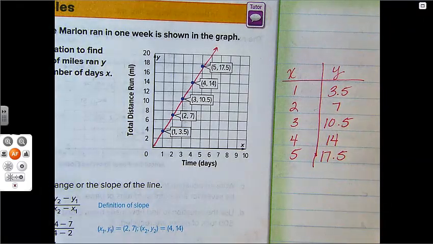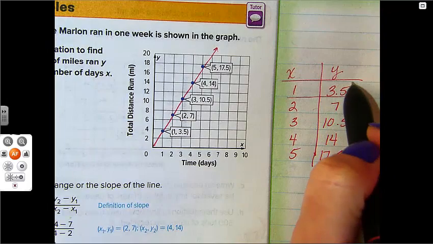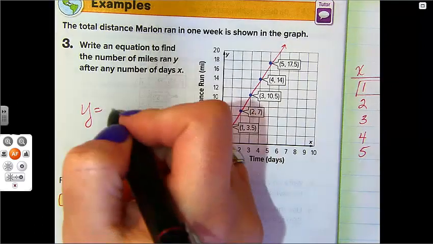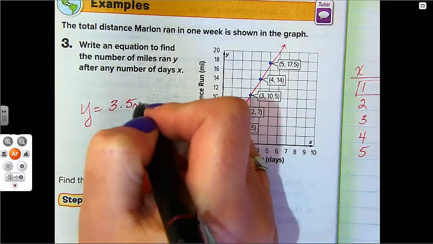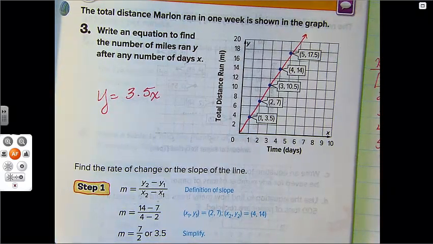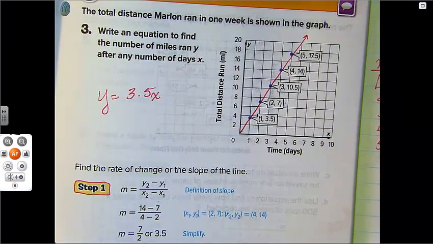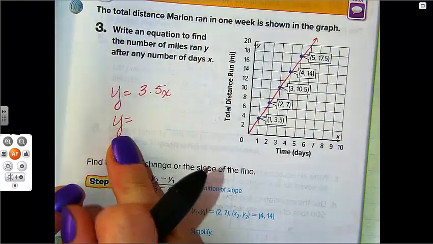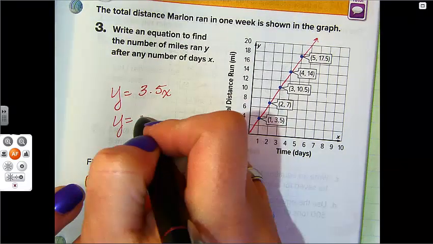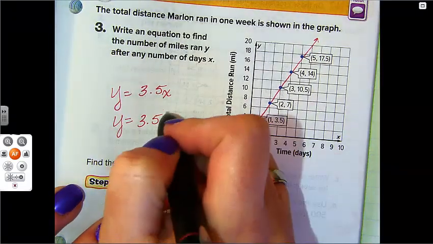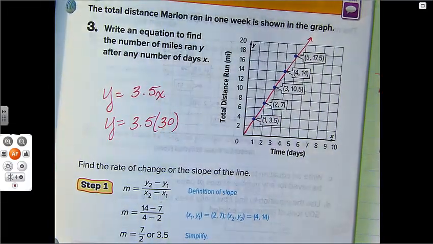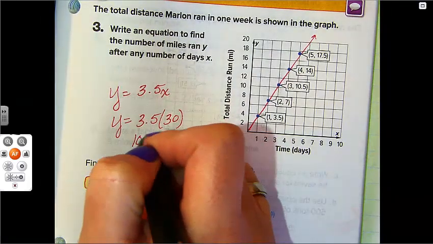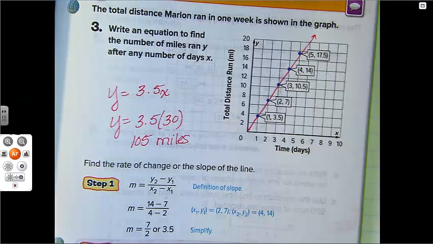Well, I know that for one day, this is how many miles were ran. So if I run that many miles per day, it would be 3.5 per day. So let's say I want to calculate how many miles I ran in 30 days, a month. Then y equals, because y is the number of miles ran, 3.5 miles a day for 30 days, for that entire month, and you have ran a total of 105 miles in that entire month.